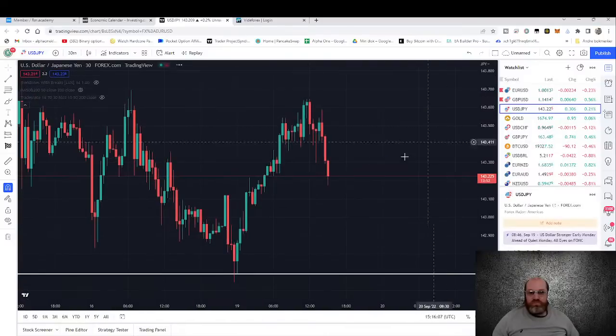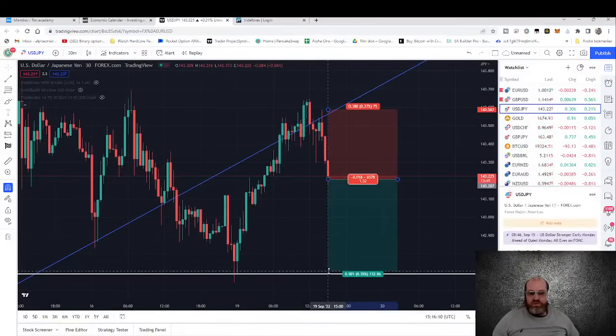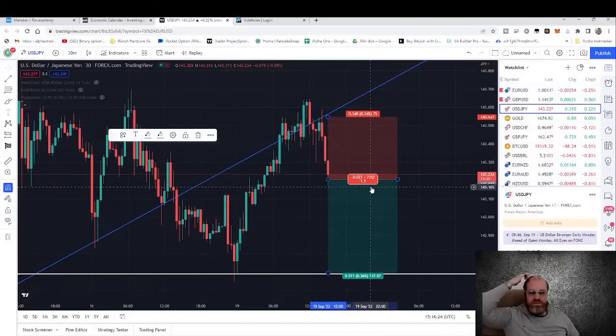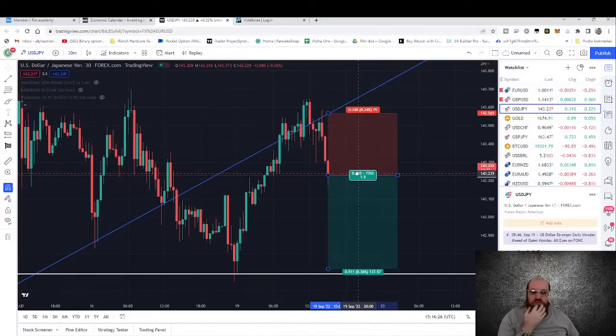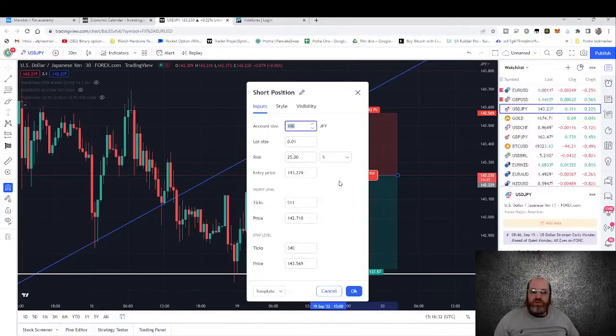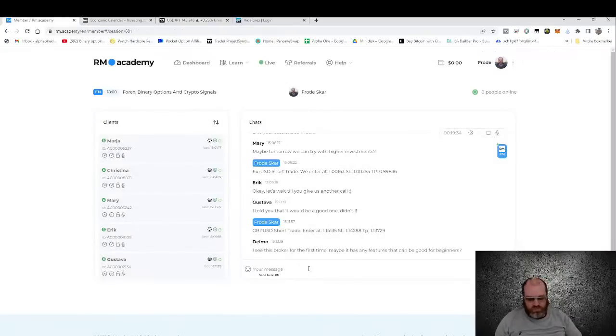We can target down here. Let's set our stop loss. I can see that. We even got a little better position now. We take that easy. Let's do that. That USDJPY short trade.